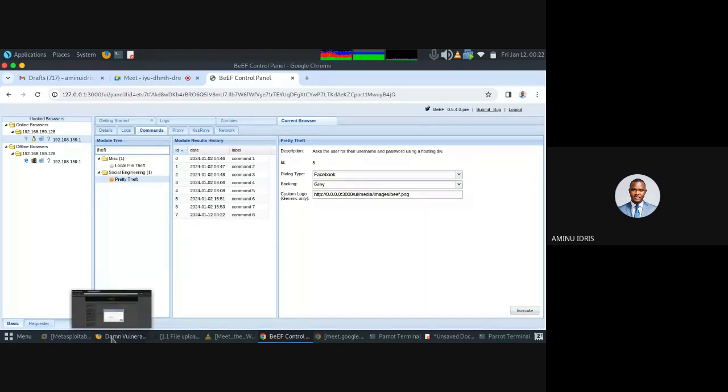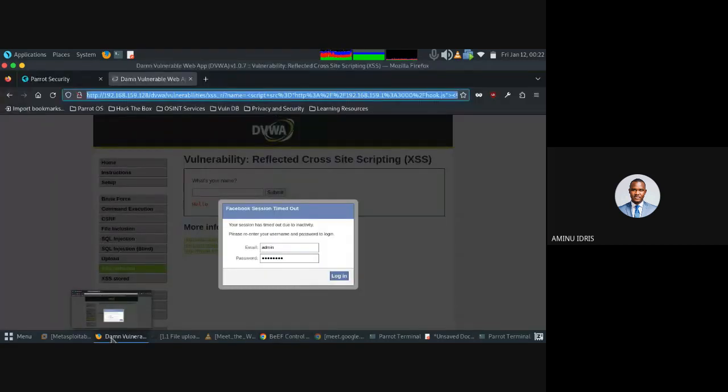Once we come back to the dashboard, can you see what happened? We hooked the browser. After we hook the browser, we are now able to send content through the client browser. If you look at it here, is there any URL that you can testify to, or you may assume that this is directly from Facebook? It says that the session has timed out due to inactivity. Please re-enter your username and password to log in.